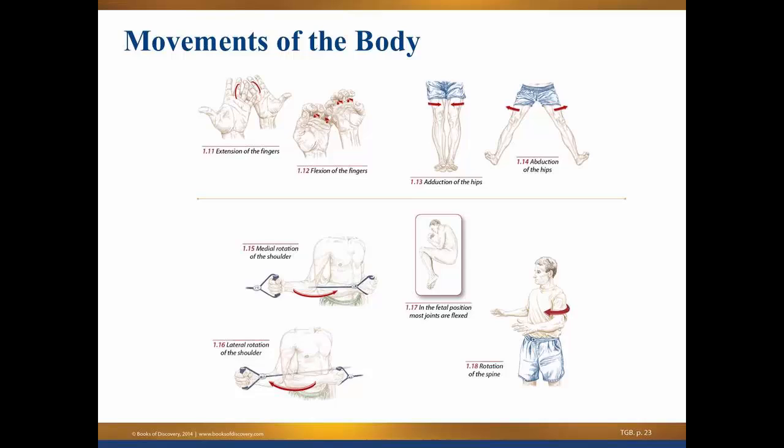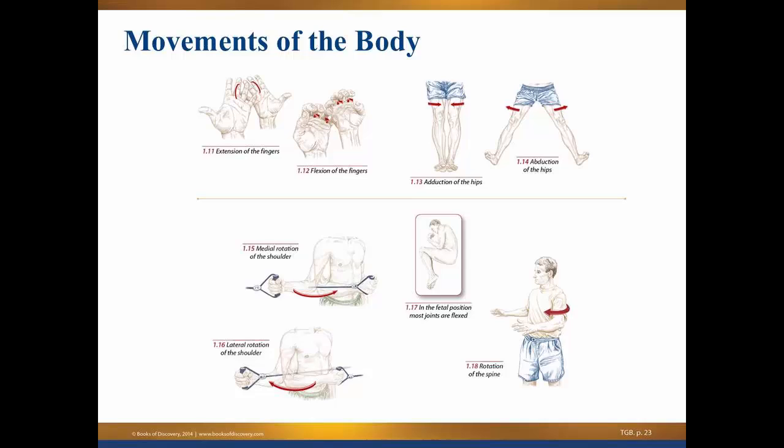Continuing along with me is some more movements of the body with flexion and extension of the fingers. In our image, flexion is making a fist. Extension is wide open hand with space between the fingers. Now here's the one that sometimes throws people off, adduction and abduction of the hips.